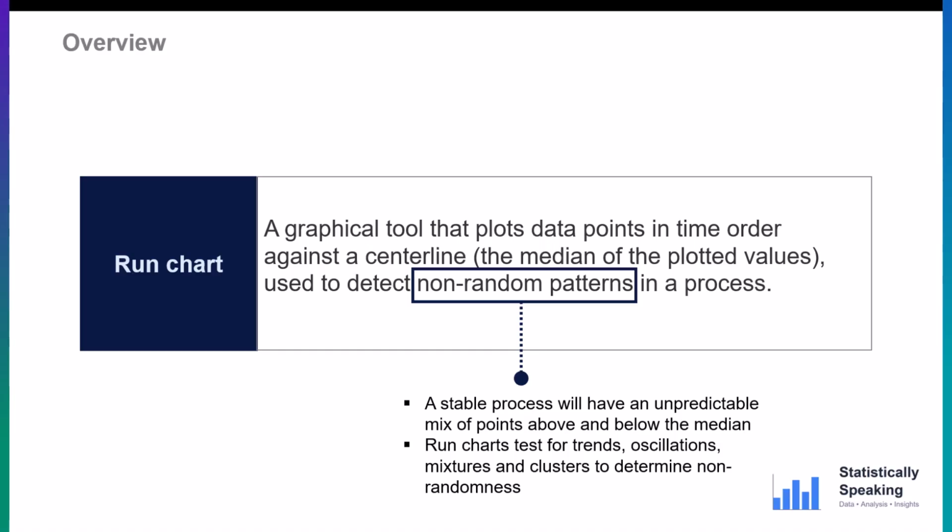Now Minitab tests for four things: trends, oscillations, mixtures, and clusters, and it tells you whether the process data has non-random patterns.